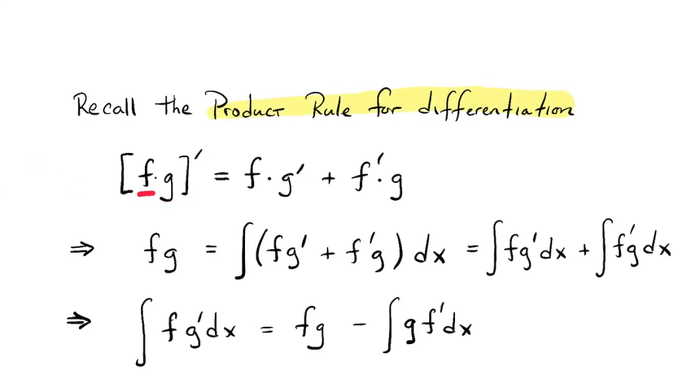f means f of x, g means g of x. So I'm taking the product of f and g and taking their derivative. How do you do it? Well, you differentiate f and multiply it by g, plus f multiplied by the derivative of g. That's the way the product rule works. And what have I got in my second line here? Just integrate both sides. If you integrate the derivative of f times g, you just get f times g, right? Integrals and derivatives undo each other.